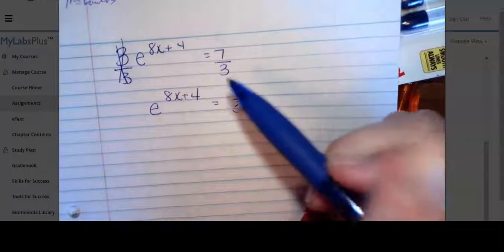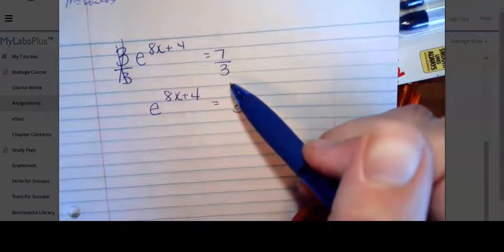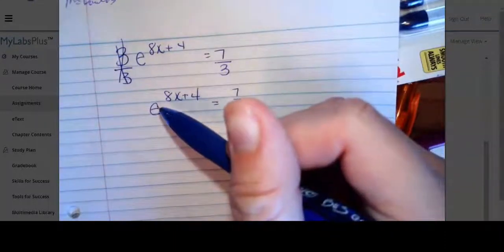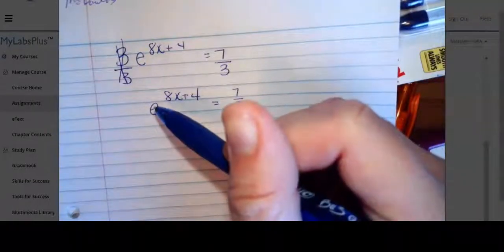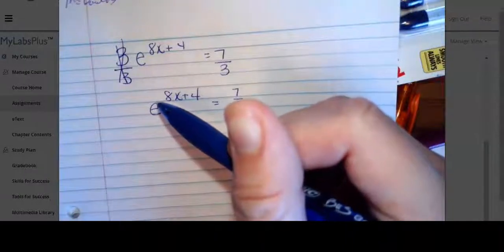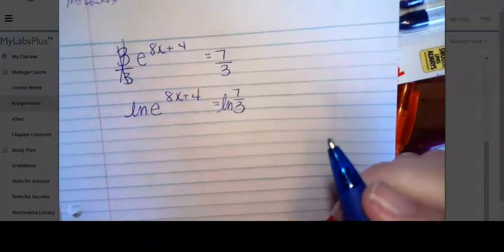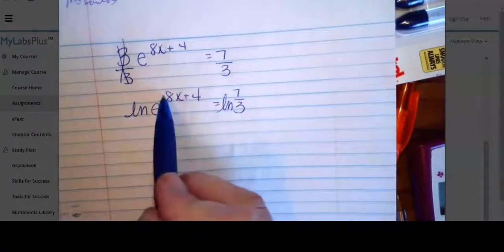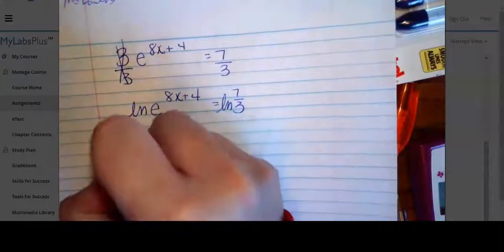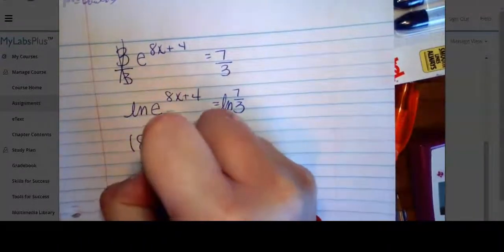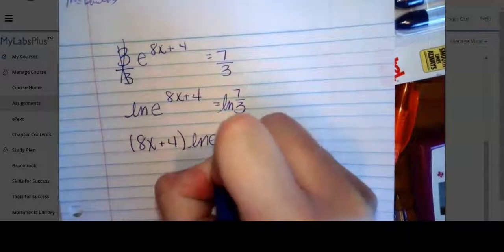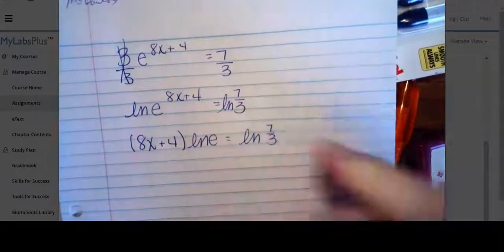All right, so normally we say we don't give a rip which log you use. But since the base of a natural log is e, and I have an e sitting here, it's going to help me be lazy if I use natural logs. On the last one, I really didn't care. You could use natural log or common log. I really want to use natural log on this one. So I'm going to take the natural log of both sides, and that allows me to grab this exponent and drop it out front as a coefficient. So I've got (8x + 4) times the natural log of e equals the natural log of 7/3.